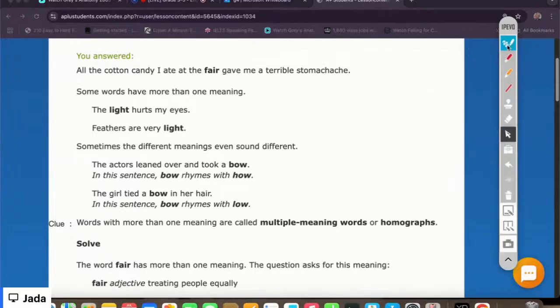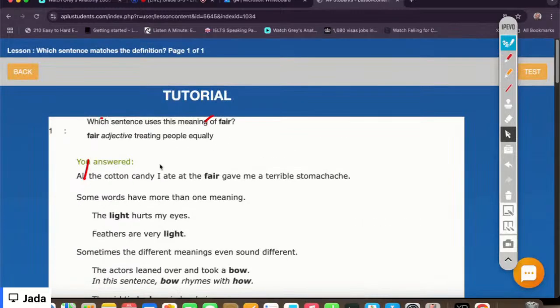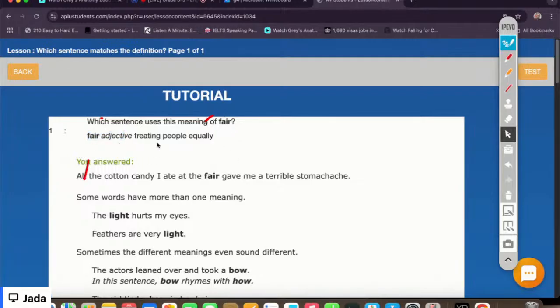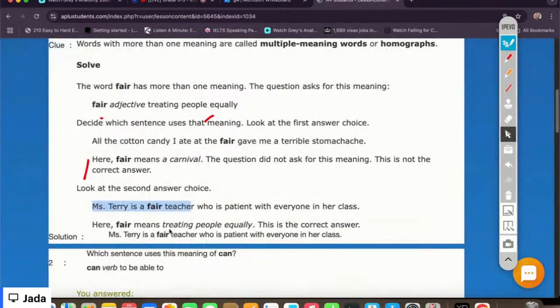Okay, so we know that some words have more than one meaning, and sometimes the different meanings even sound different. So just like we have the light hurts my eyes, the feathers are very light. Now the actor leaned over and took a bow, and the girl tied a bow in her hair. So sometimes they could have different sounds as well. So which sentence uses the meaning of fair? Fair, adjective, treating people equally. What does that mean? So Mr. is a fair teacher who is patient with everyone in the class. So like treats people equally.